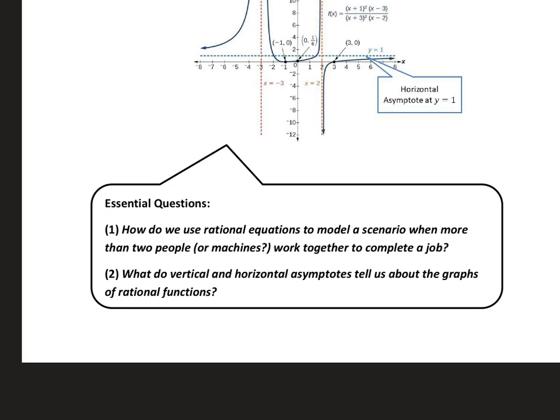I also put in parentheses machines, question mark. Work rate doesn't necessarily mean work by people. It could mean machines are doing the work. It could mean inanimate objects. For example, using multiple hoses to fill up your swimming pool. Each of those hoses may have a different volume rate that they are putting water into the pool, and that would be modeled by a rational function.